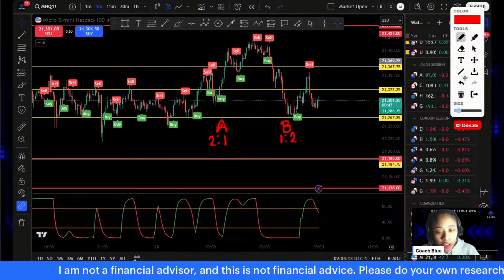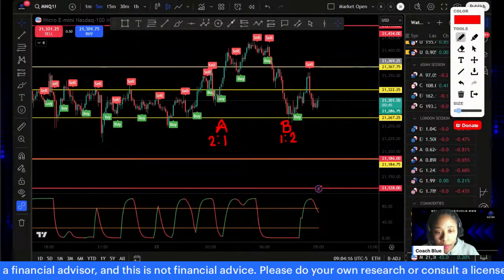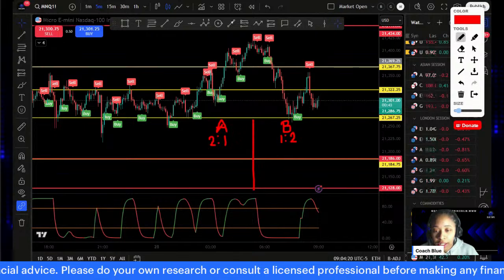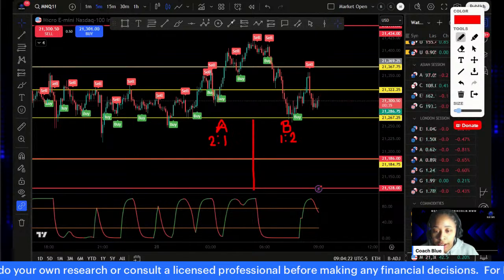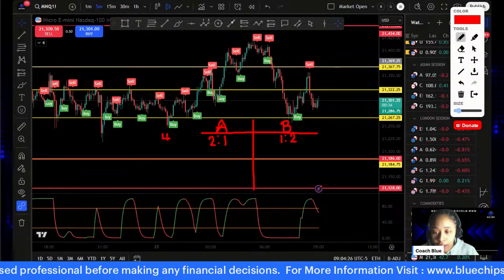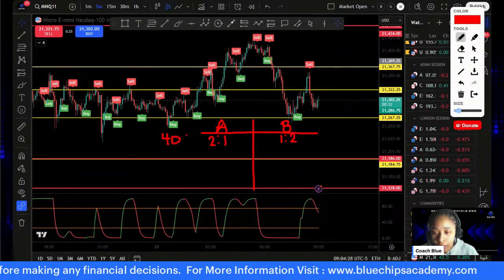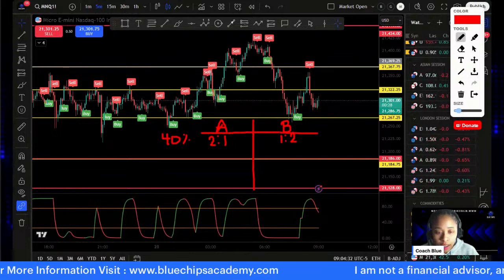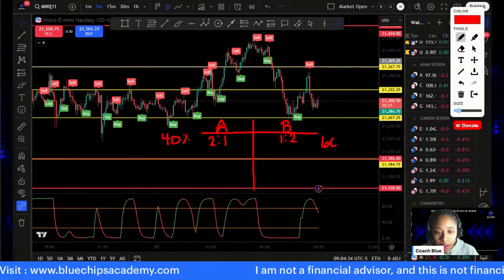So if we have 10 trades here, we're going to break this down. Trader A took 10 trades, and Trader A only won 40% of their trades. And then Trader B won 60% of their trades.